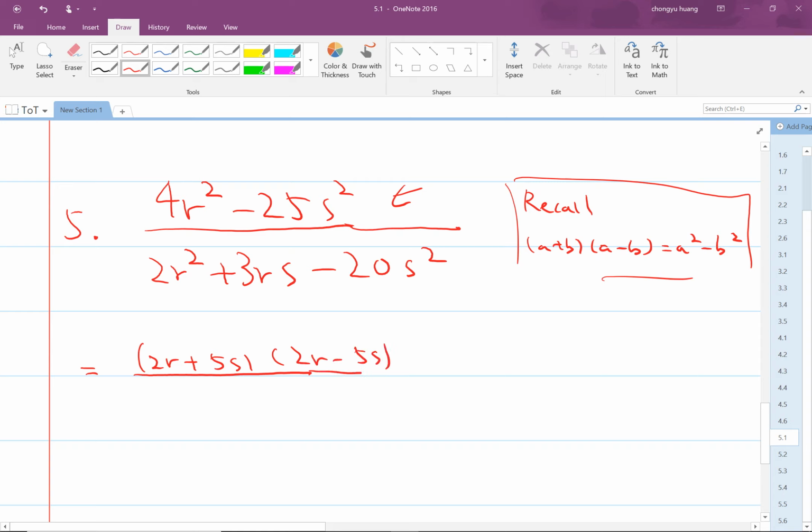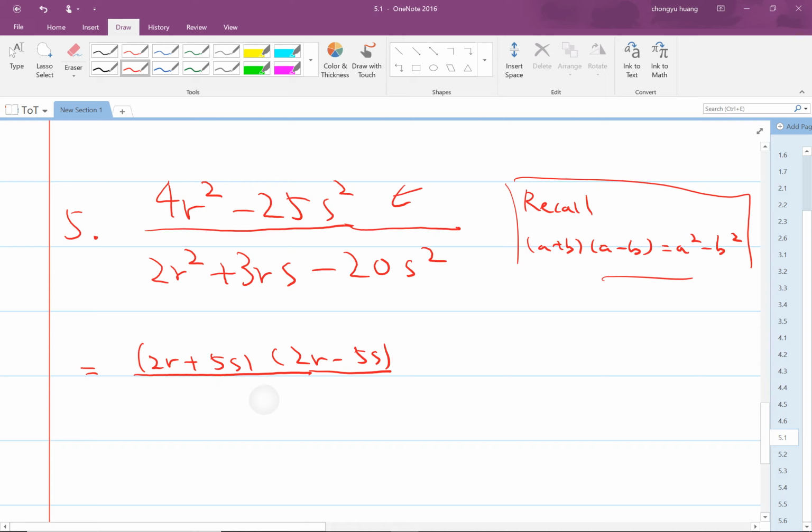All right. So this is how we simplify the numerator. You can see we have a 4r squared, so we write 2r and 2r, because 2r multiplied by 2r is 4r squared, right? And then we have a negative 25s squared, so you write down 5s, because 5s multiplied by negative 5s is negative 25s squared, right?